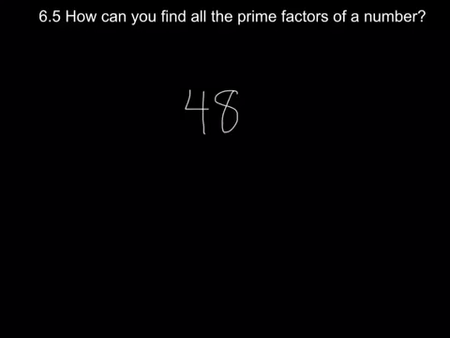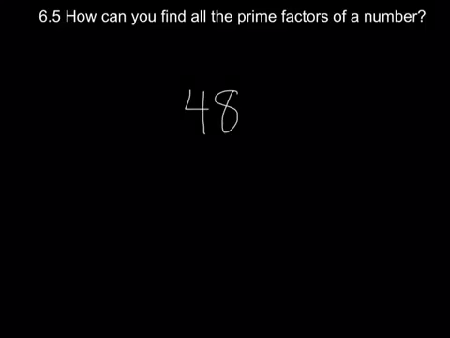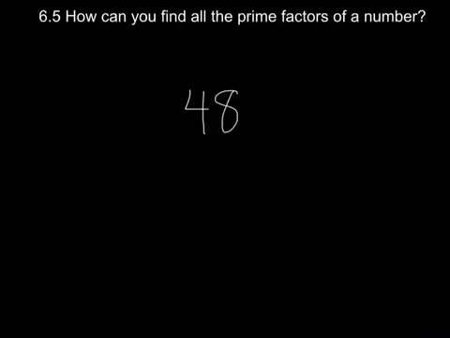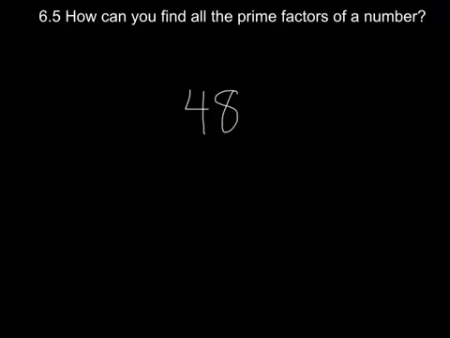Remember, a prime number is a number that only has two factors, one and itself. And a factor is any two numbers that can be multiplied together to equal that number. For example, this number 48 has several factors.